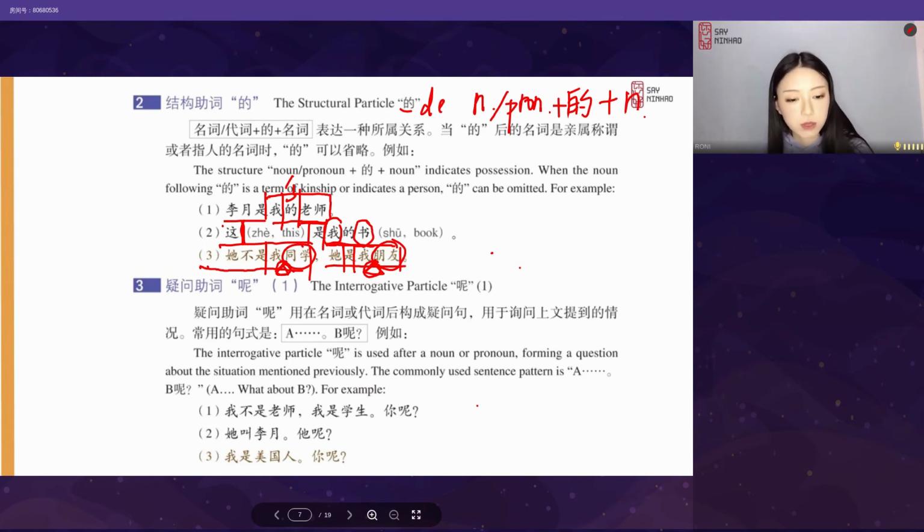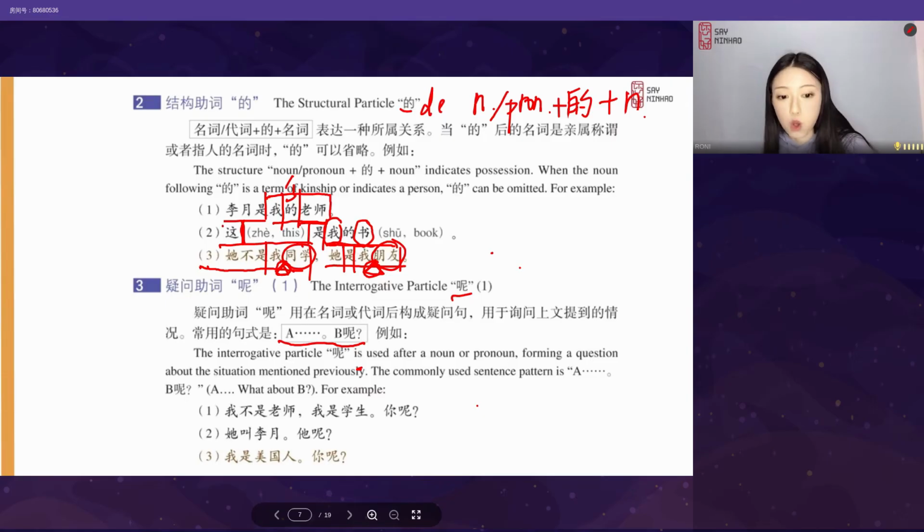Now let's move on to the next one. It is the interrogative particle 呢. It is usually used at the end of a question, to ask a question about something mentioned before. The most common structure is A blah blah, and the sentence finishes, and then B 呢. A blah blah, B 呢. Okay, now let's see the examples.